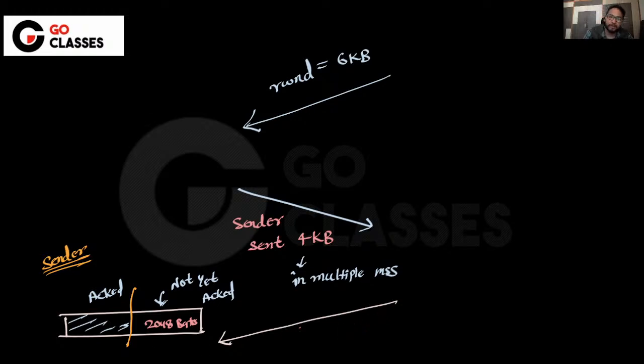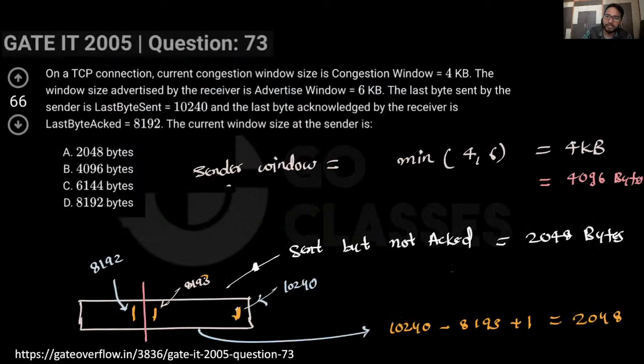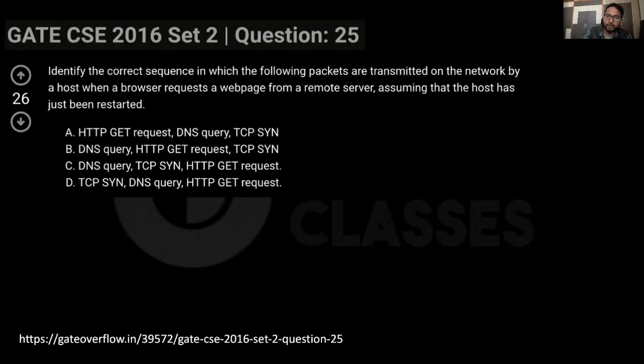So this must have happened. The receiver must have said send me 6 KB, because of the congestion I am sending 4 KB. Then out of this 4 KB, half has been acknowledged, half has not been acknowledged. That's the situation we are getting. Cool. This question can be solved easily by taking the minimum, but that's not the interest. If you want to understand what they are saying, you should do a little more analysis on the question.